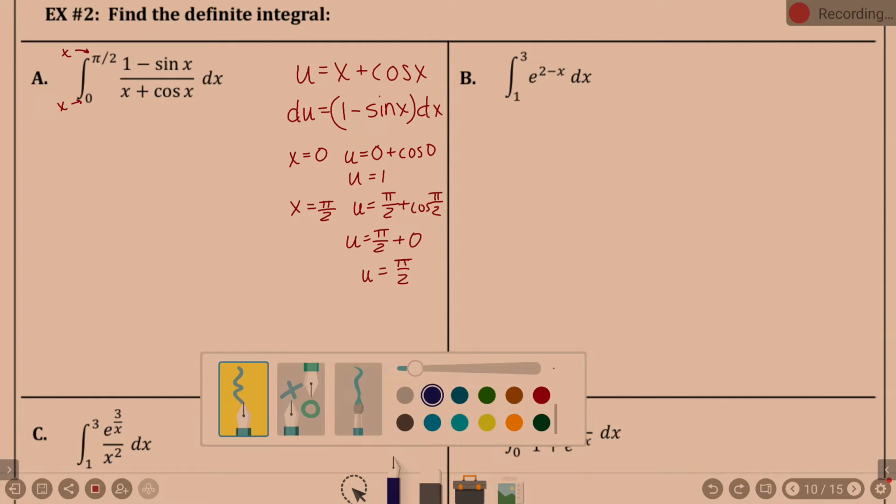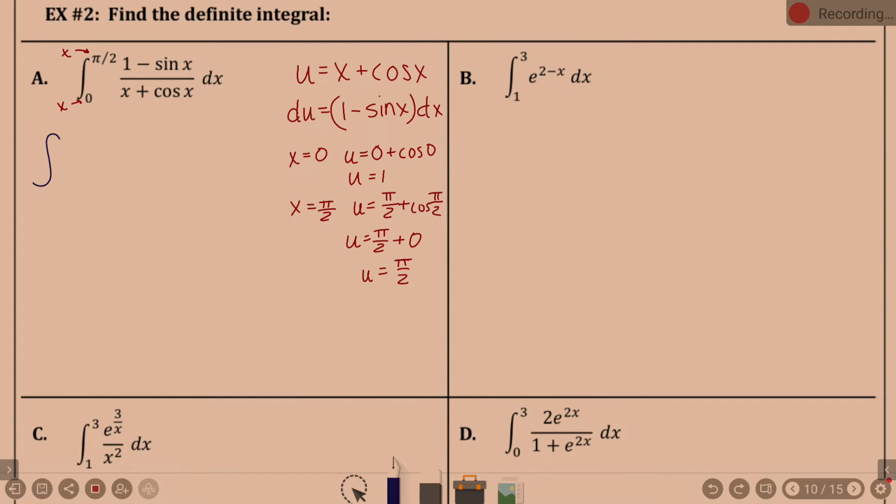So let's rewrite this. The integral, instead of 0 to pi over 2, it's 1 to pi over 2. Okay, what do we have? x plus cosine x is on bottom, so that is u. 1 minus sine x dx matches up, so that is du. Antiderivative of 1 over u is natural log of u evaluated from 1 to pi over 2.